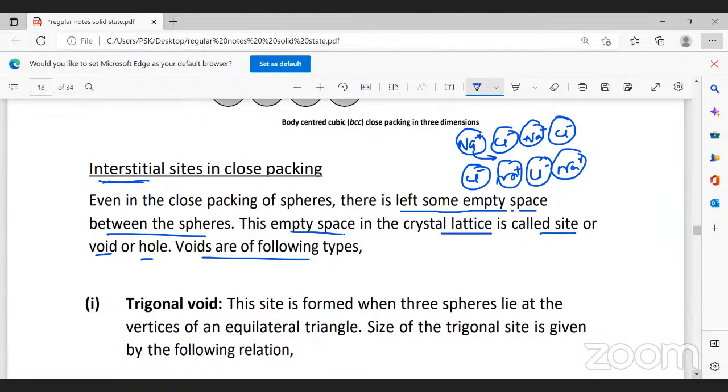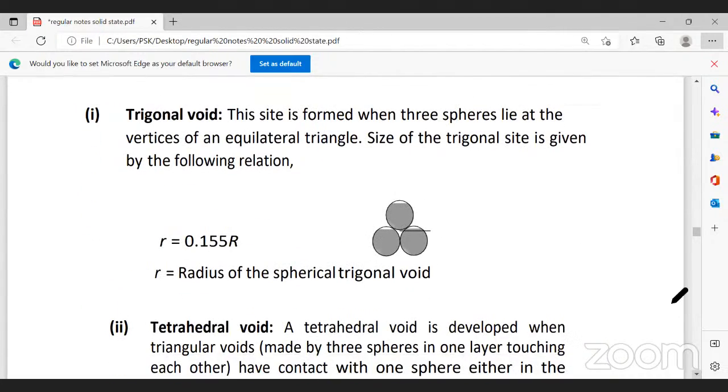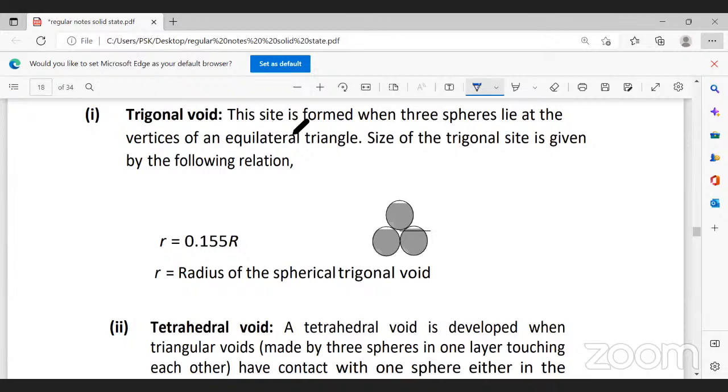The first one is called the trigonal void. What do you mean by trigonal void? The site is formed when three spheres lie at the vertices of an equilateral triangle. The size of the trigonal site is given by the following equation. Now, we have three spheres here. Each sphere has a nucleus at the center. If we join these centers, you get an equilateral triangle.